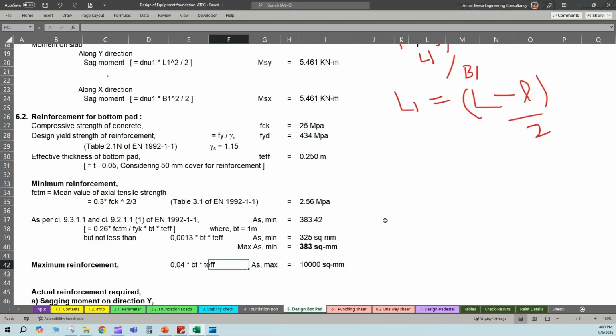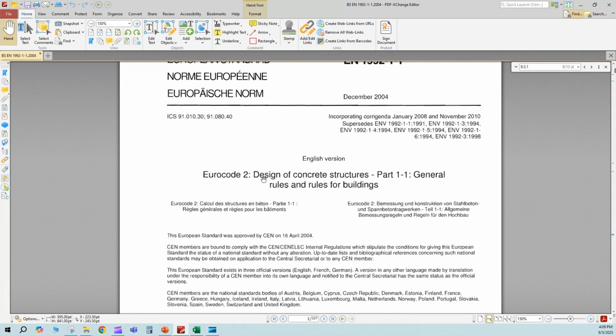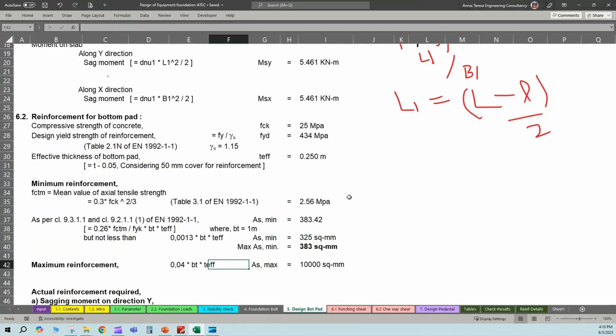Now we need to calculate the reinforcement for the bottom pad. For that we need to check EN 1992 Part 1-1, which is the Design of Concrete Structures: general rules and rules for buildings. This is the code we need to consider while calculating the reinforcement for the bottom pad.